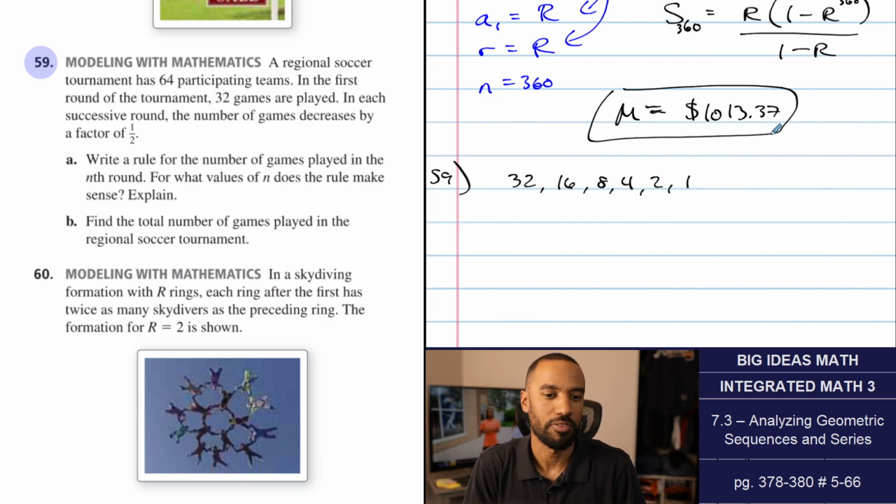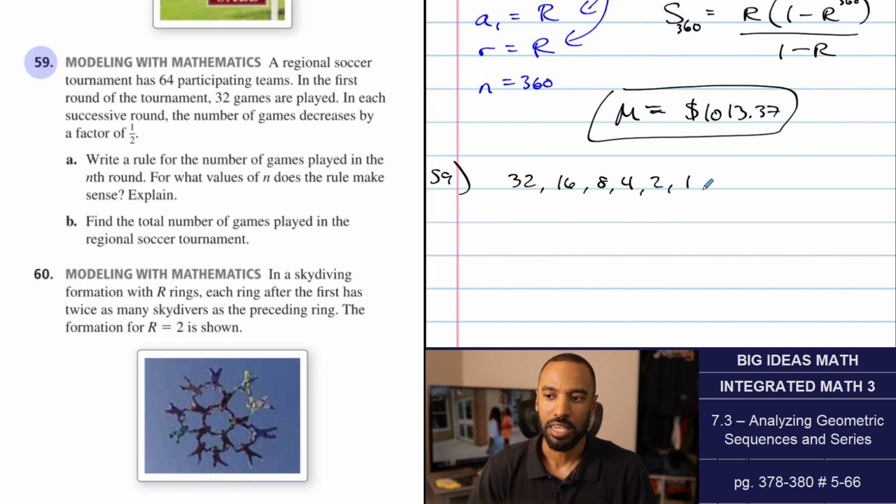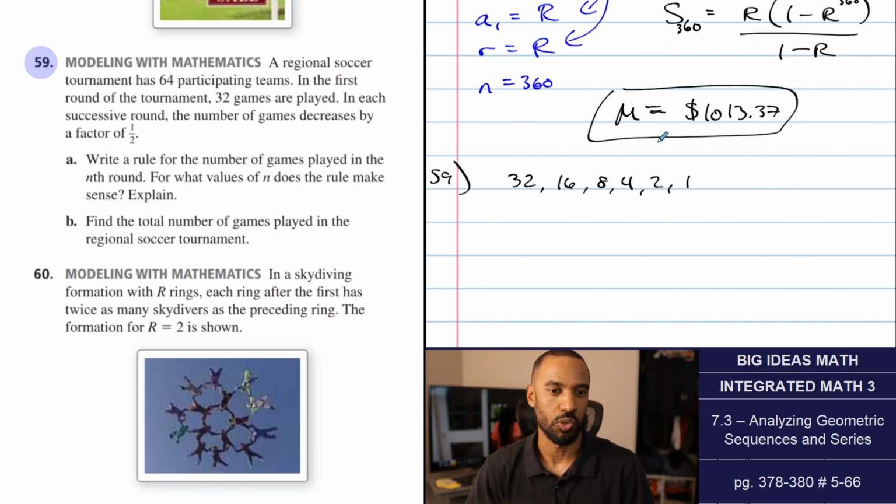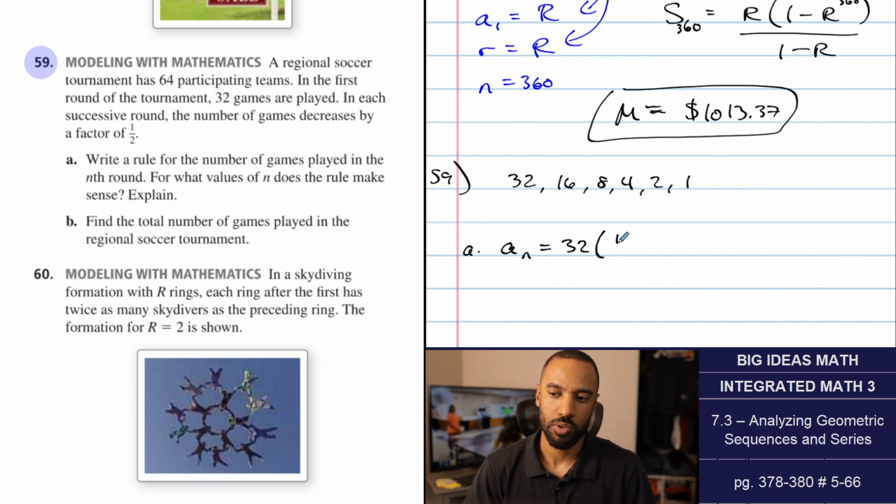Write a rule for the number of games played in the nth round. For what values of n does the rule make sense? Explain. Given that I just wrote out the list, it only makes sense until you only have 1 game left, in terms of integer amount. You can't have a fraction of a game, and there probably shouldn't be 2 games when it comes to the tournament. So when it comes to this rule, they said write a rule. So part A, first term is 32, common ratio is 1/2, to the n minus 1 power.